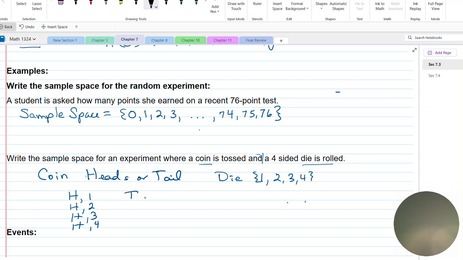Now the tail, and I could get a 1. A tail, and I could get the 2. A tail, and I could get the 3. A tail, and I could get the 4. All right. So in this case, this is our set, our sample space.